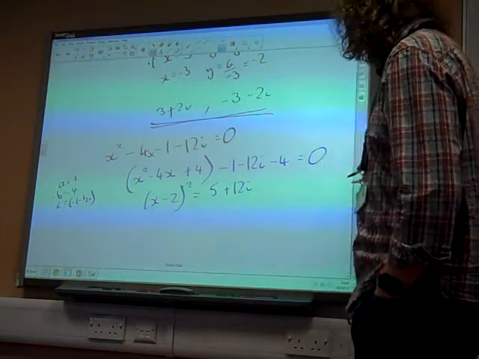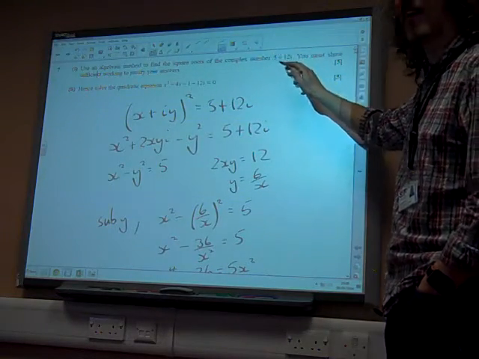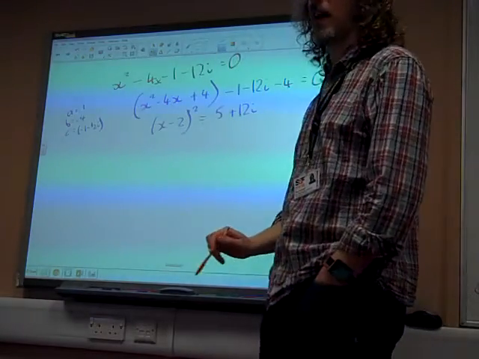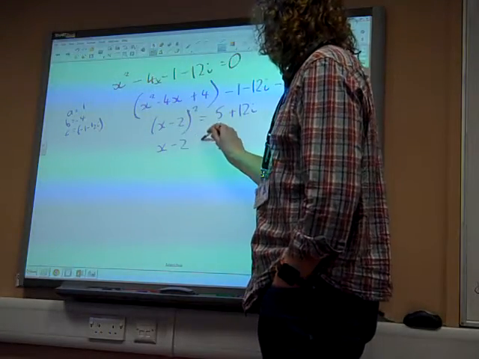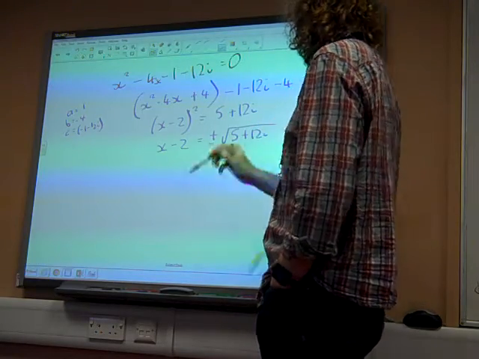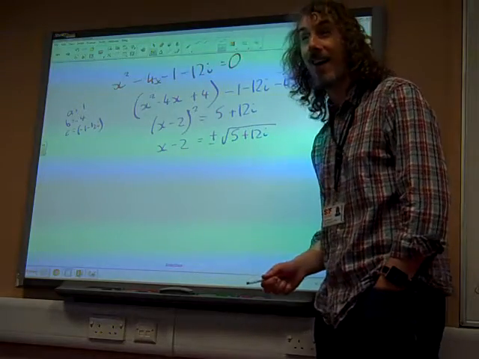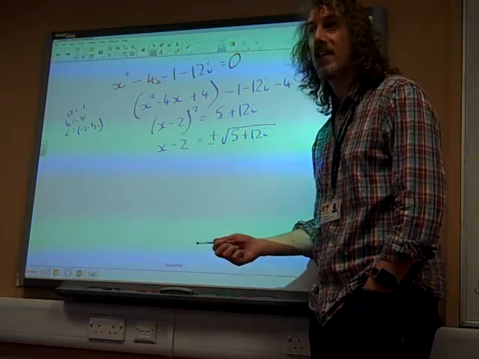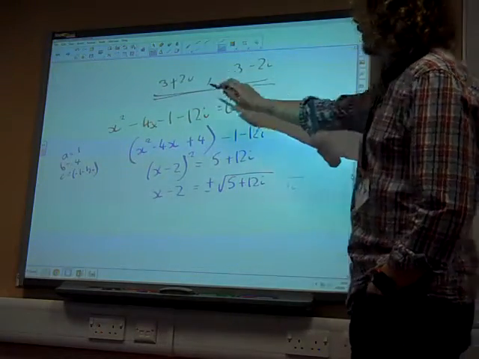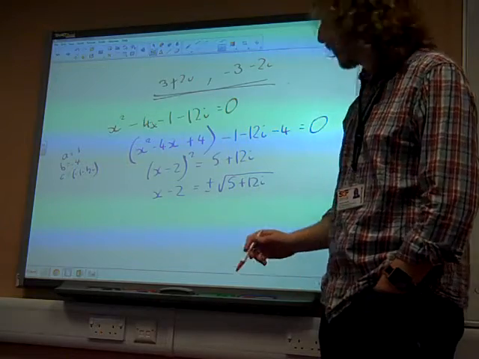Oh, astonishing! Have we seen that before? No way! There we go. So 5 plus 12i appears at that point, telling us that x minus 2 is plus or minus the square root of 5 plus 12i. Oh, if only we knew what the square roots of 5 plus 12i were. We do! They are 3 plus 2i and -3 minus 2i. Who would have thought that?